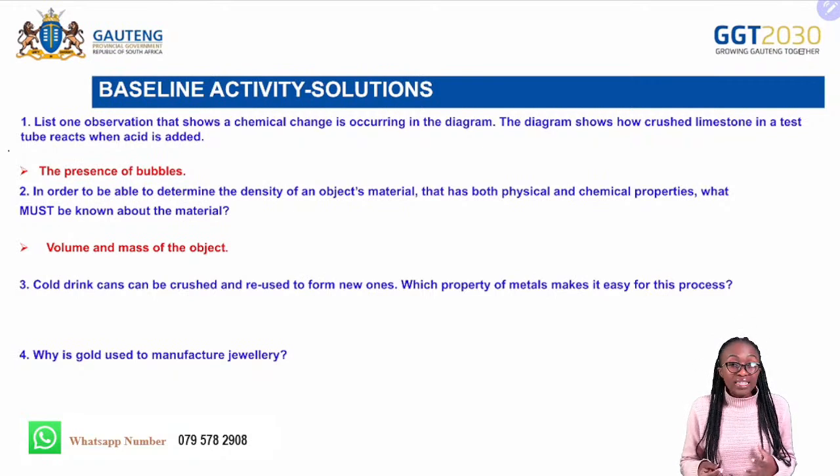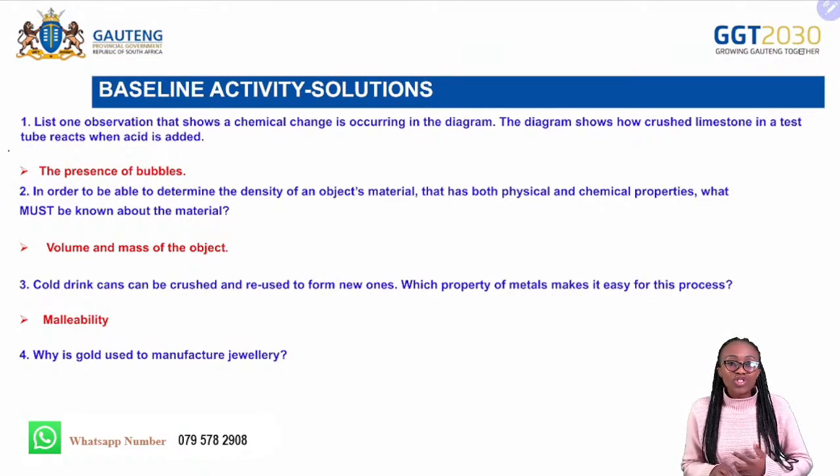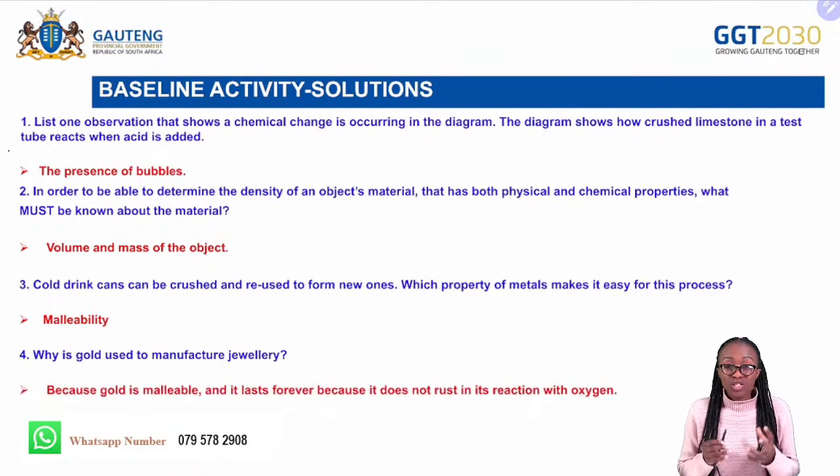Then, cold drink cans can be crushed and reused to form new ones. Which property of metals makes this easy? It is malleability. Something that is malleable can be crushed, hammered and molded into shape. The fact that we can crush them and remold them into new cans means that they are malleable. So that is one property that cold drink can metal has. And the last question is, why is gold used to manufacture jewelry? The reason is because gold is malleable.